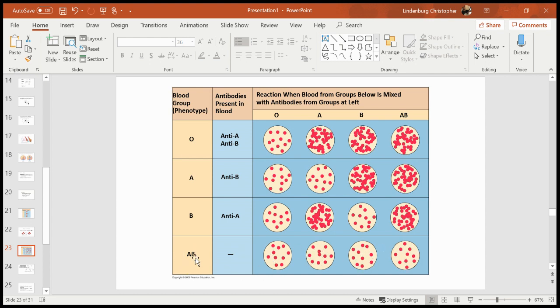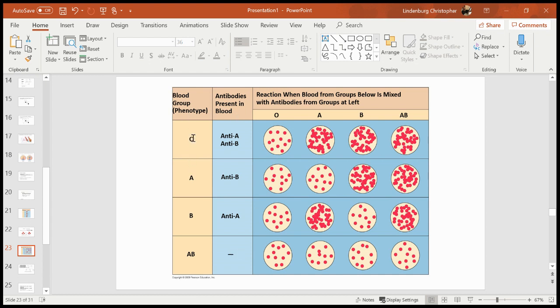So if you took a person with AB blood, you give them O, they're good. You give them A, they're good. You give them B, still good. AB blood, they can take any type of blood. They're the universal recipient because they're not making the anti-A or the anti-B. Okay, let's flip that.